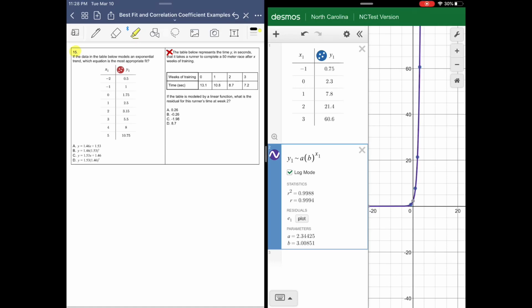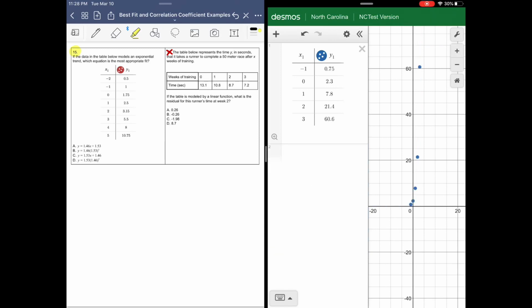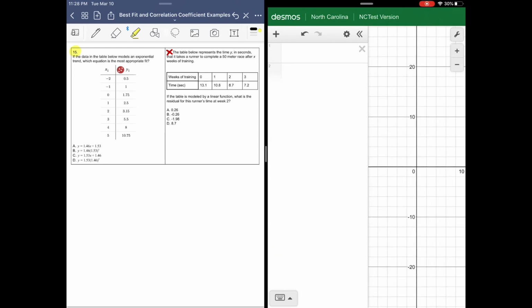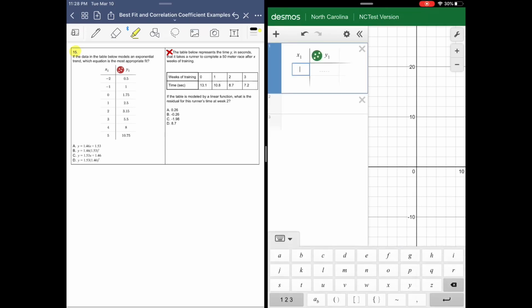Number 15, I want you to try on your own. First, make sure that you clear out everything you have in Desmos. Click your standard home zoom again. Make sure that you've got that 10 by 20 window approximately. Again, you're going to put your table in, plus table. And it's going to ask you if the data below models an exponential function. So again, you're going to have to type in y1 squiggle a b to the power x1, and then determine which of those is the most appropriate.